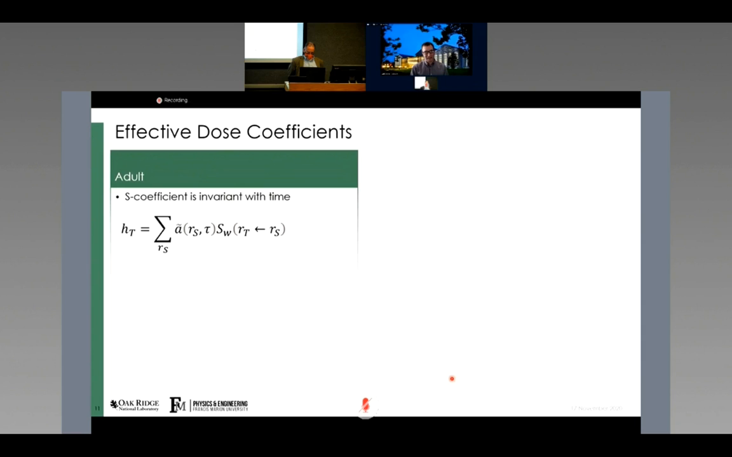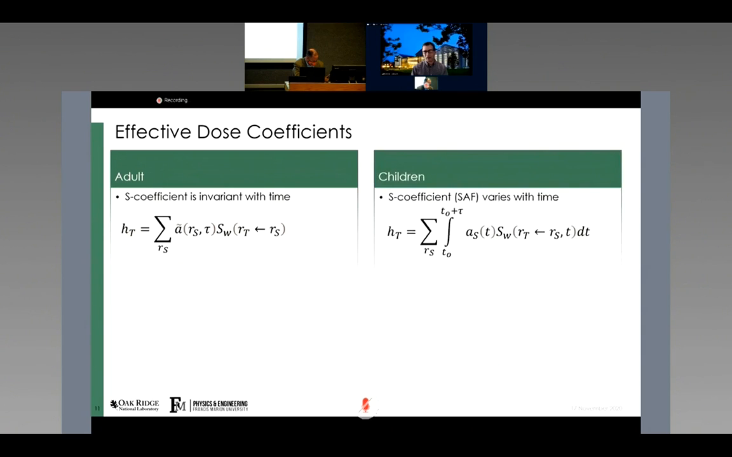Okay, so then coming back to heading towards effective dose, again, this is equivalent dose to a target. If we do this in the adult, one of the nice things is our S coefficient is invariant with time, right? So time does not change this for the adult. The S coefficient stays constant over adulthood, which is nice. Then our integral with respect to time stays confined to the activity term. And so the equivalent dose coefficient is pretty straightforward to calculate for the adult.